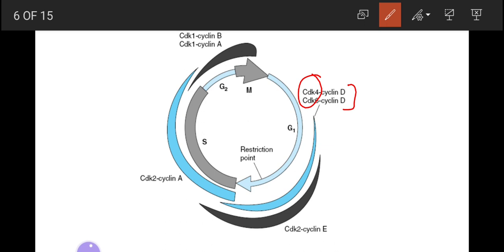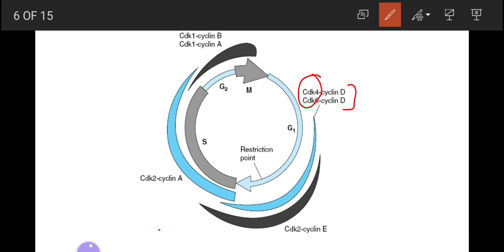When the cell comes late in the G1 phase, there is another protein, cyclin E. Cyclin E and CDK2 form a complex, also late in the G1 phase. Just before entry into the S phase, cyclin E is rapidly degraded and allows the cell to enter into the S phase.